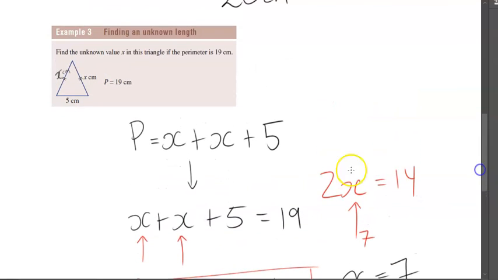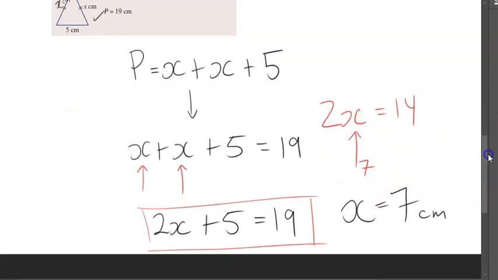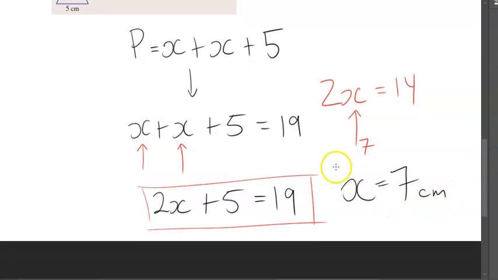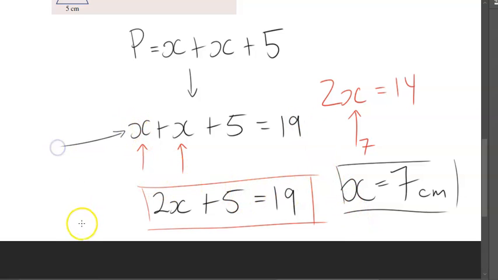So let's double check this. If this is 7, 7 plus 7, which is 14, plus 5 gives me 19. That holds out. So x equaling 7 is the only number that can work. Now, again, you could have just plugged in 7 within this first equation here to get 19. I just approached it in an algebraic way. Whatever way that you want to approach it, as long as you get the correct answer, is completely fine.